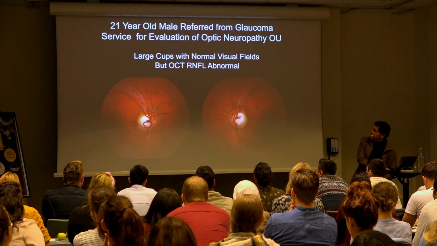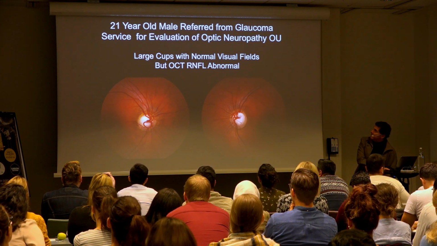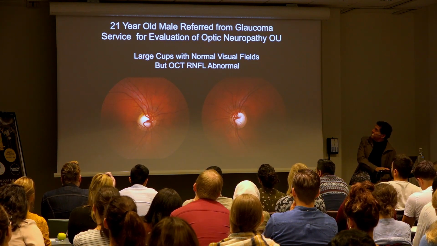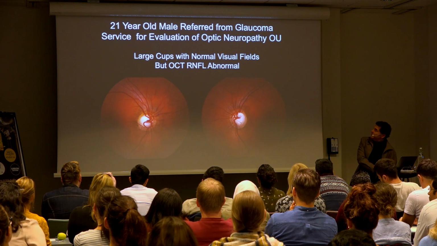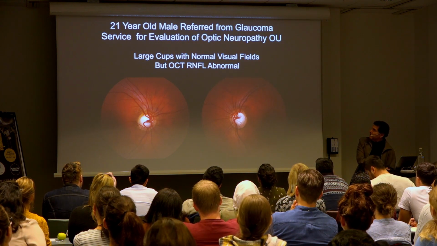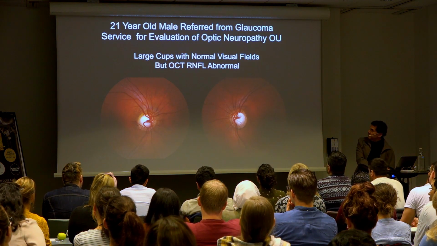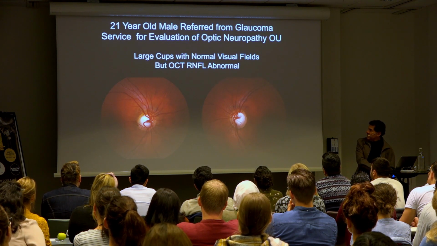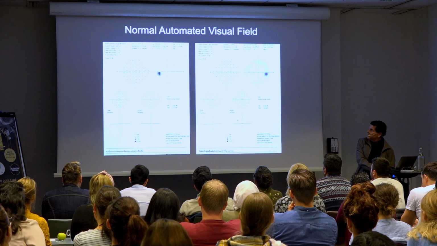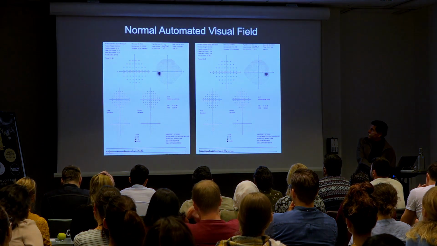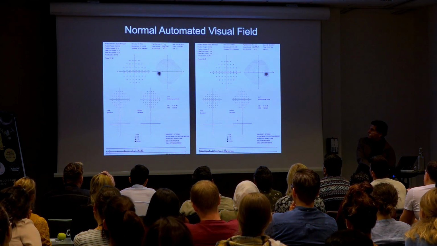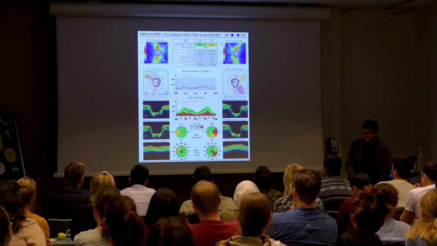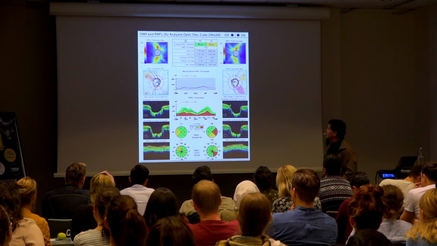Just one or two more cases, then we'll break. A 21-year-old man referred for glaucoma because of the optic nerve appearance. Large cups with normal visual fields. But the OCT RNFL was abnormal, that's why they were referred in. So pretty normal visual field, let's say 24-2. Okay, now the question is, how do you interpret this?